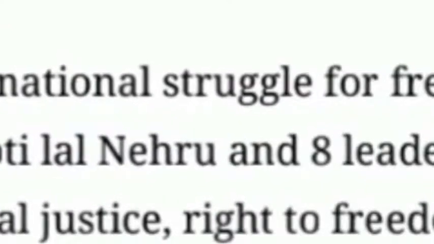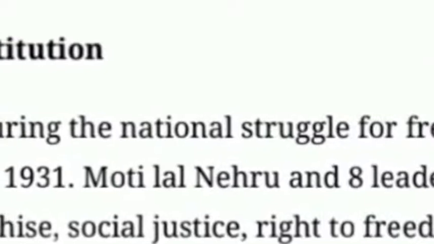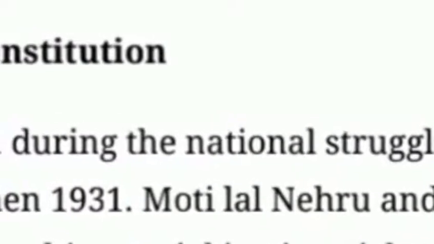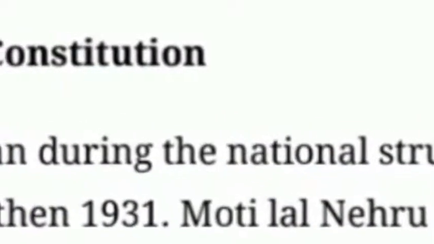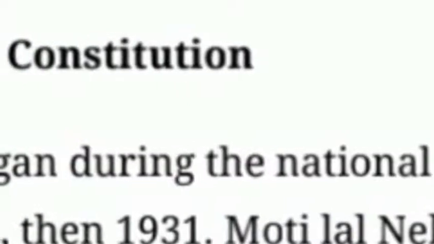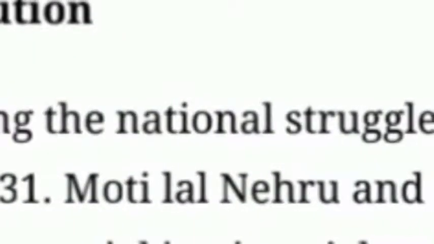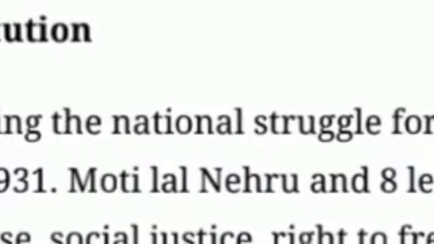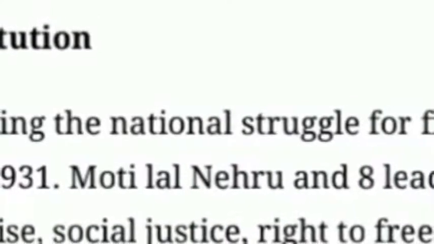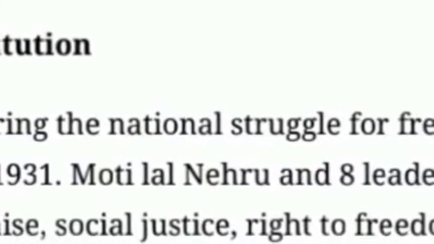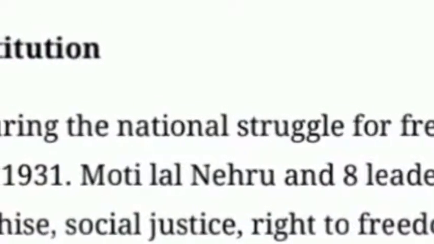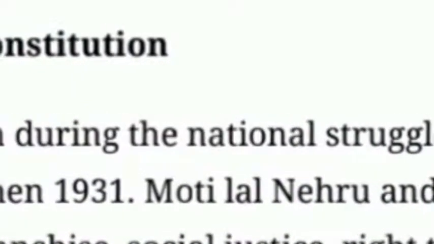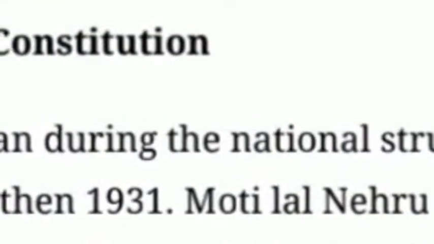First draft in 1928, then 1931. Motilal Nehru and 8 leaders demanded in the draft. What were the things they demanded? Universal adult franchise, social justice, right to freedom and liberty. We already learned about the universal adult franchise. Second is social justice, and third is the right to freedom and liberty.